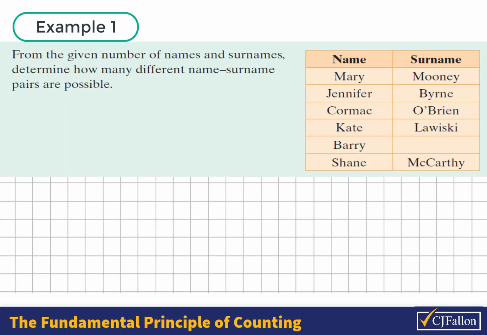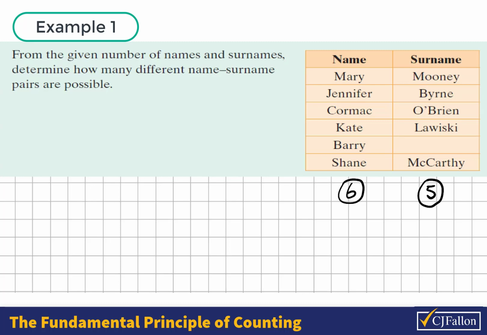This question is a little bit like a menu type question. From a given number of names and surnames, determine how many different surname name pairs are possible. So on the given name or first name here, we have 6 choices. So just noting that. And with the surnames, we have 5 choices.